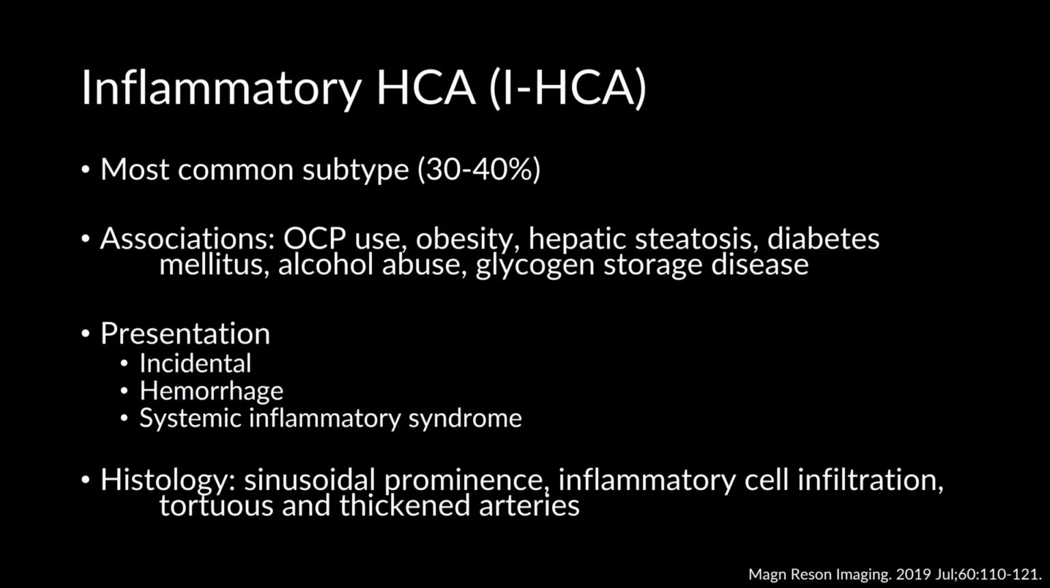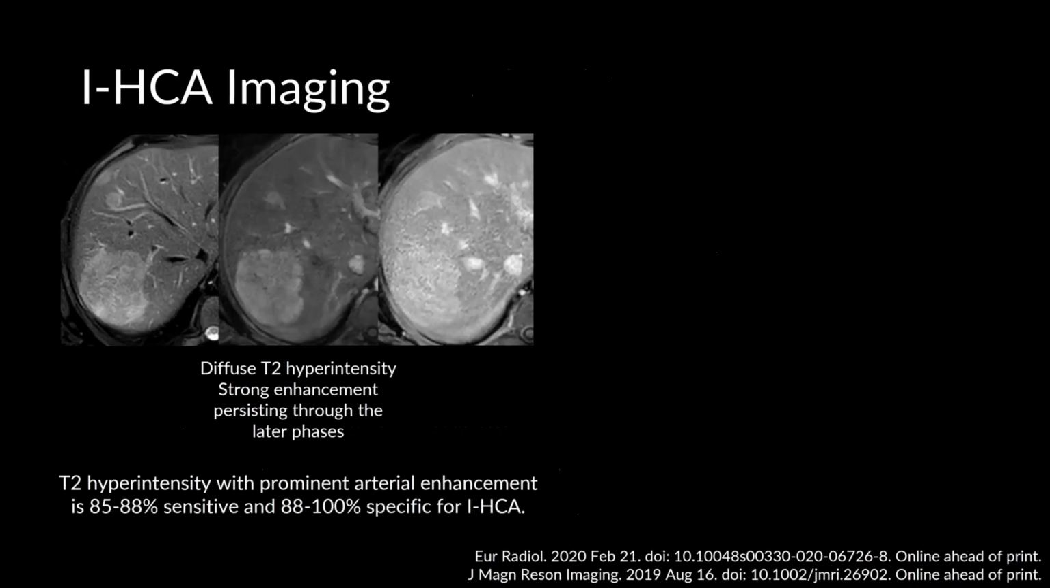And histologically speaking, these lesions have sinusoidal prominence, inflammatory cell infiltration, and tortuous and thickened arteries. So what do they look like on imaging? They typically are pretty strongly T2 hyperintense, and they have arterial hyperenhancement that persists on delayed images.